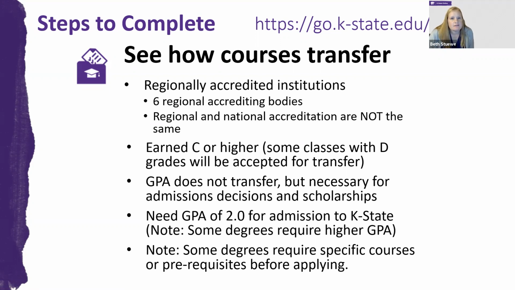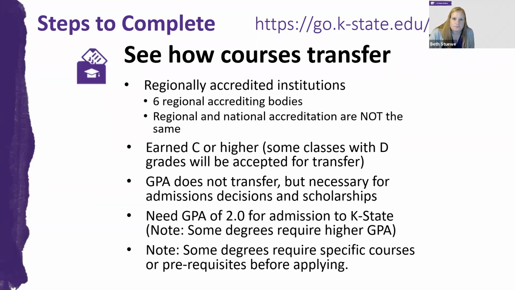We do accept classes from regionally accredited institutions. So those would be both public and private institutions that are regionally accredited. There are various accrediting bodies. There's some that specifically are for technical programs, and so those usually won't transfer to K-State or to many other universities very well. So you'll want to make sure your institution is regionally accredited if you're thinking of taking classes and then transferring to K-State.